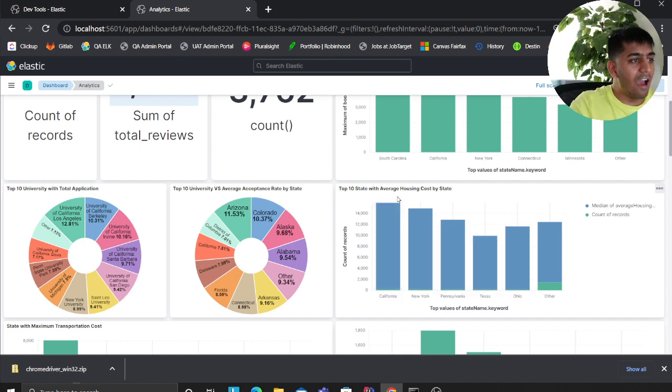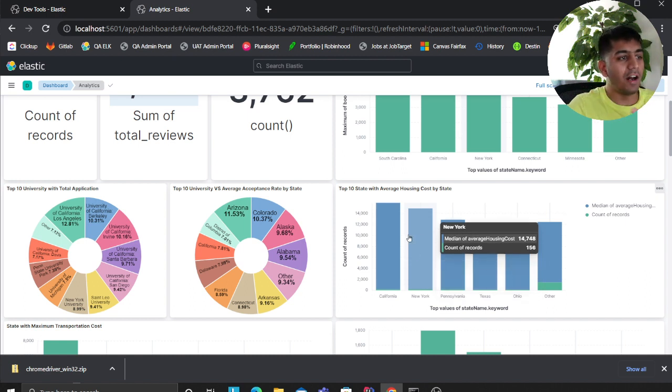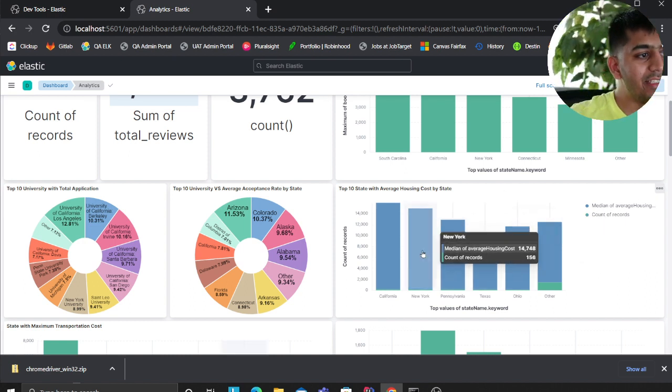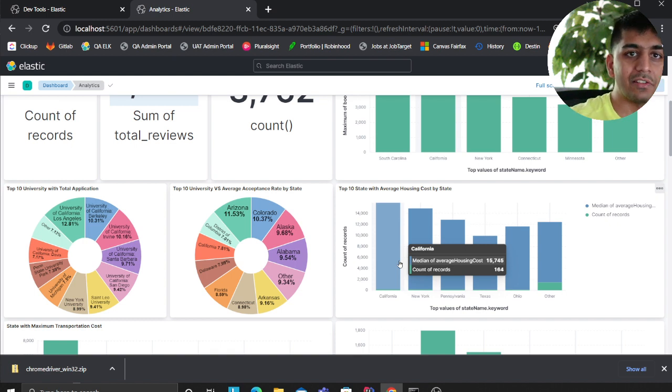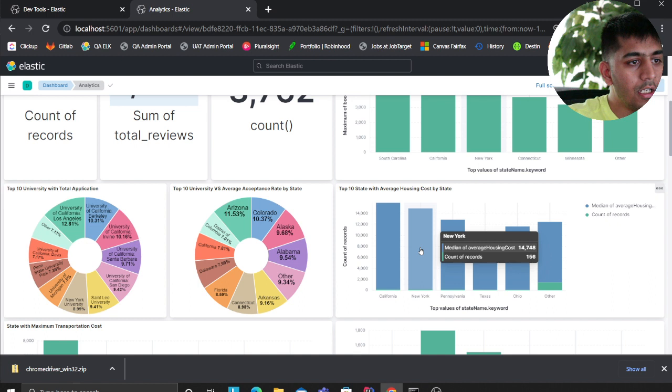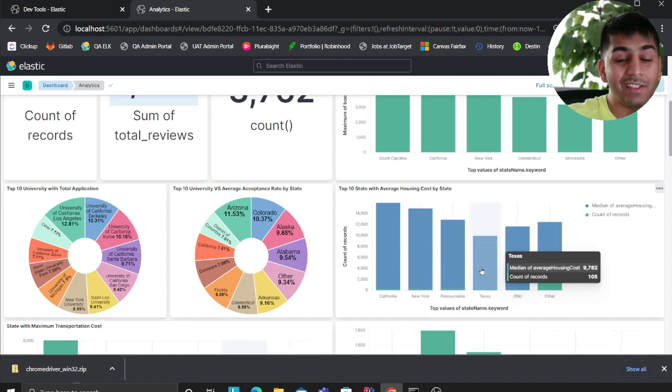Top 10 states by average housing cost. If you observe, California and New York are by far the highest in terms of housing. The rents are super expensive, so you want to avoid these states if you're trying to go for a master's or a bachelor's. As you can see, that's amazing value I can provide. In California, the average cost for housing would be around $15,700. In New York it is $14,000. The cheapest is Texas, because there is no state tax there, so it's pretty cheap.